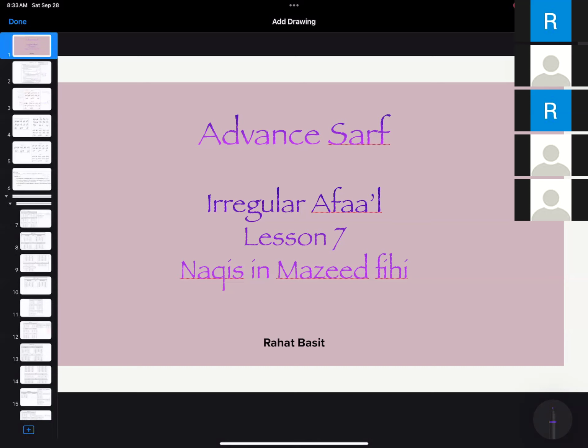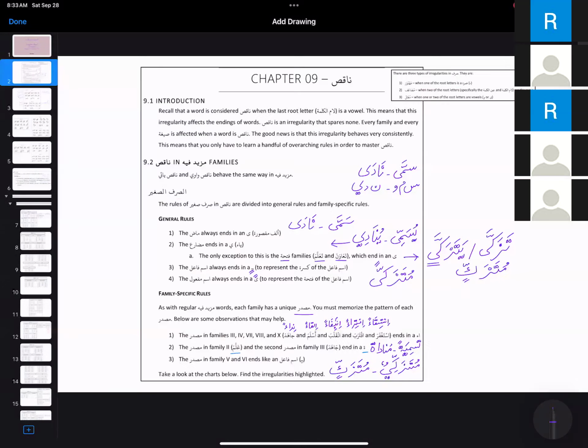So inshallah we are on Fail Naqis in Mazid Fihi only. We are going to talk about this class, inshallah. So we are talking about irregular words, right? So how many different categories of irregular word? Can someone remind me?